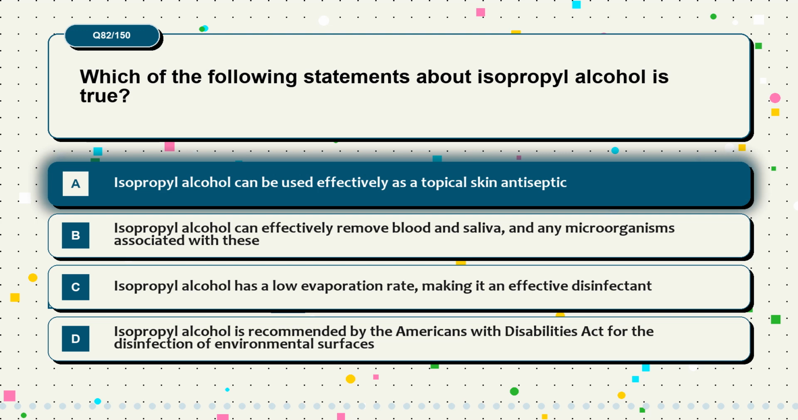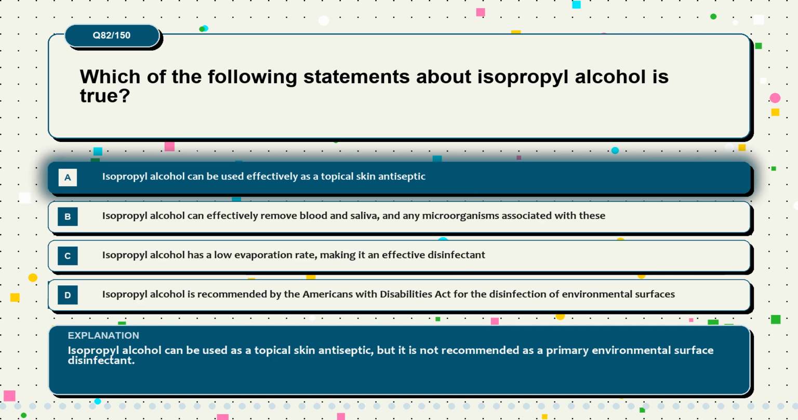The correct answer is option A. Isopropyl alcohol can be used effectively as a topical skin antiseptic. Isopropyl alcohol can be used as a topical skin antiseptic, but it is not recommended as a primary environmental surface disinfectant.